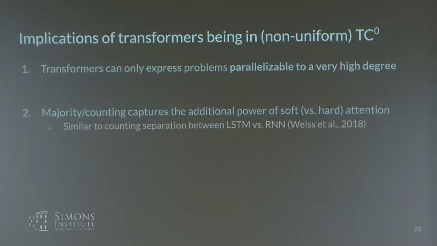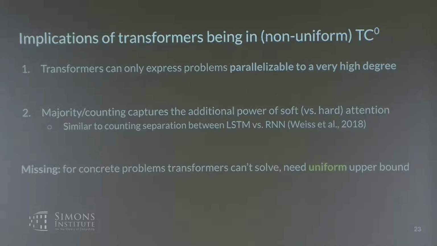And this is actually similar to some of the results with RNNs, where one of the separations between LSTMs and RNNs is these counter languages, so languages defined in terms of counting capabilities. However, this result, as stated, doesn't really give us concrete problems that transformers can't express, which is what I opened the talk with. So for that, we actually need to refine this result and give a uniform upper bound.